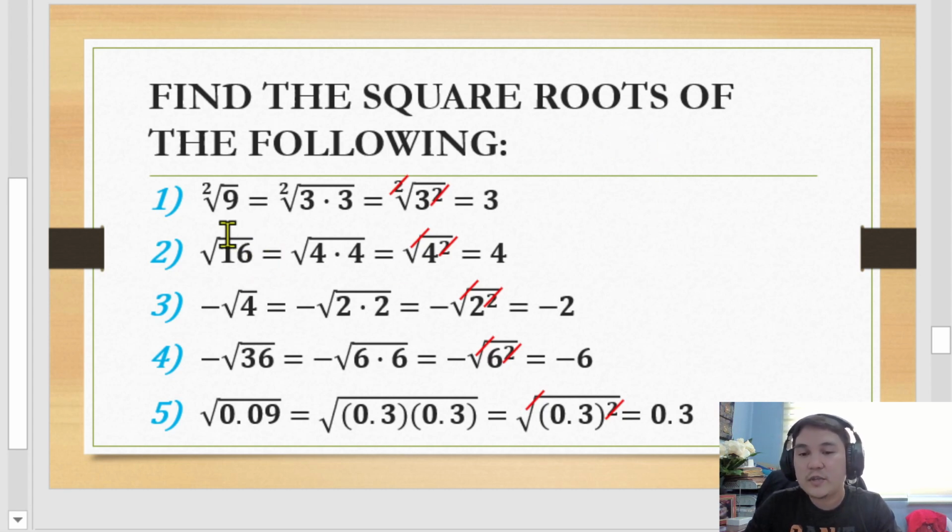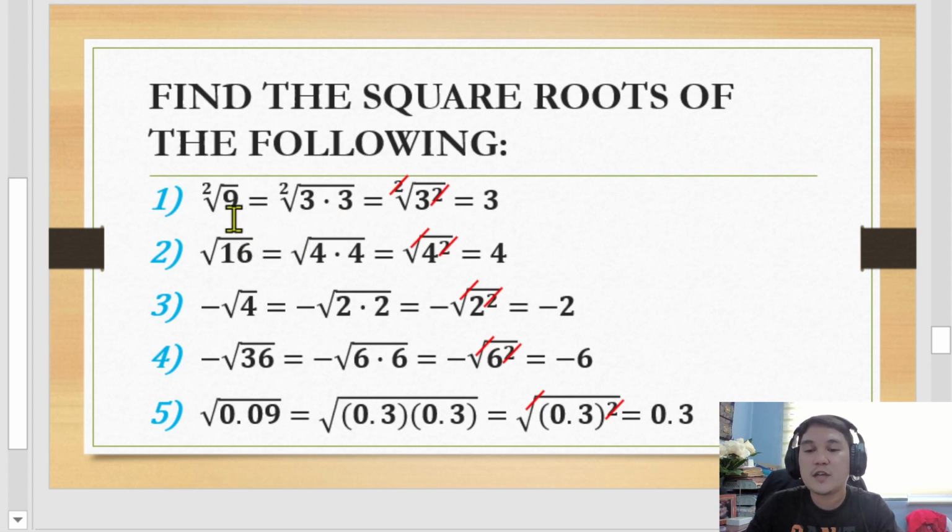Square root of 9 with the index 2 indicated. So first thing that we need to do is to copy the radical sign and then the index 2. And then we will try to find a number wherein if we multiply it by itself, it will give us 9. If you try 2, 2 times 2 is 4. That is not 9. So you will try another number. If you try 3, 3 times 3 gives us 9. So that is the number that we are looking for.